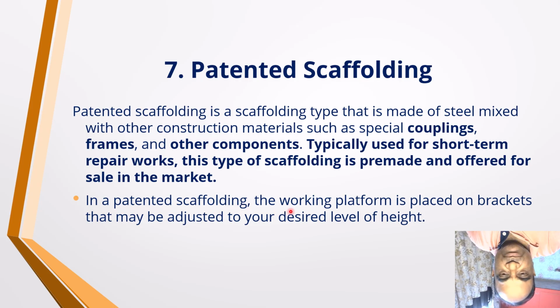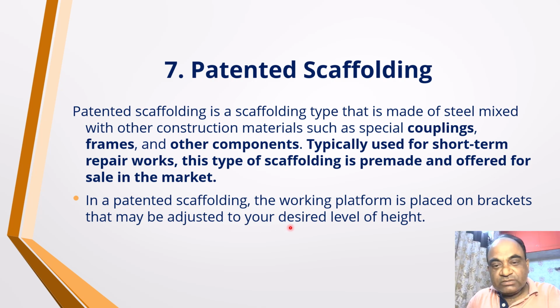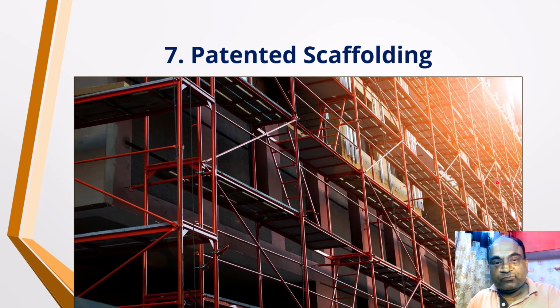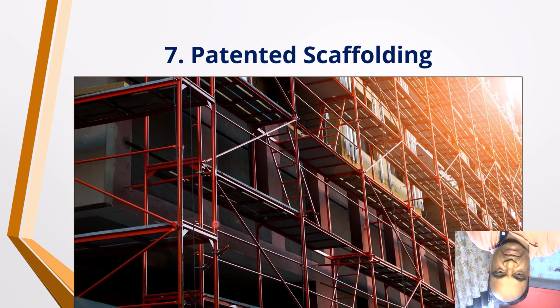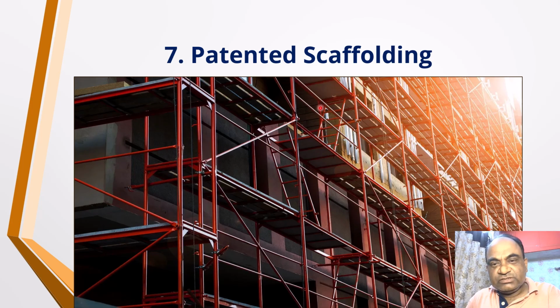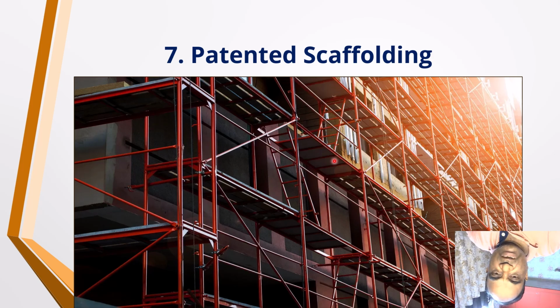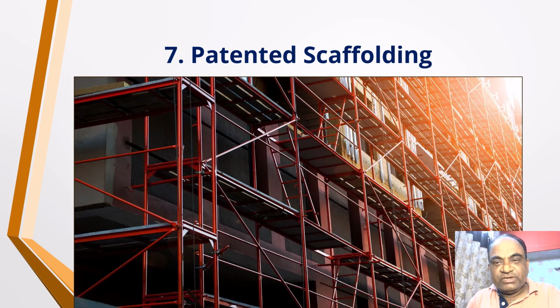In the patented scaffolding, the working platform is placed on brackets that may be adjusted to your desired level. So here, this patented scaffolding has been shown. It comes in pieces, and those pieces can be erected one over the other. This is easy to install, and very quickly it is installed and disintegrated as well. So that is the convenience.